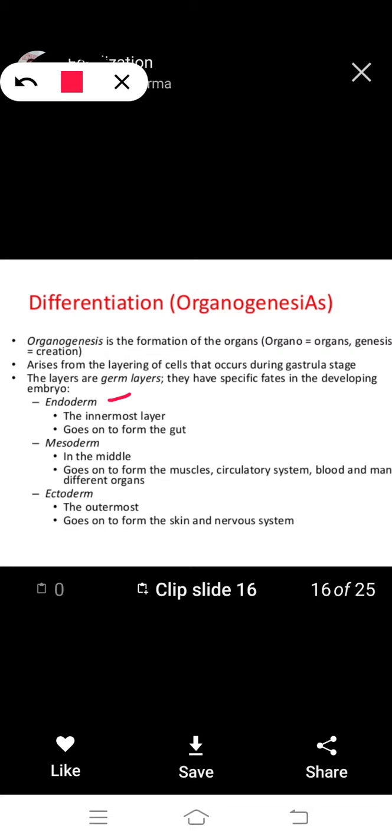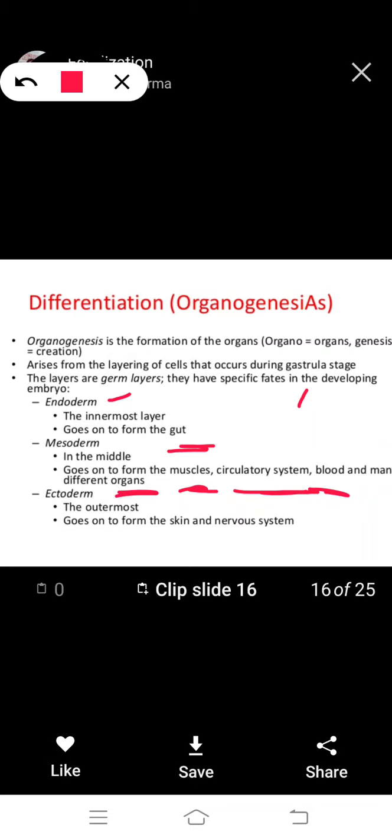Endoderm is the innermost layer. It goes on to form the gut. The gut is very important; this type of MCQ sentence will be given. And the mesoderm forms in the middle. Meso means in the middle. It goes on to form the important muscles, the circulatory system and blood, and different organs.